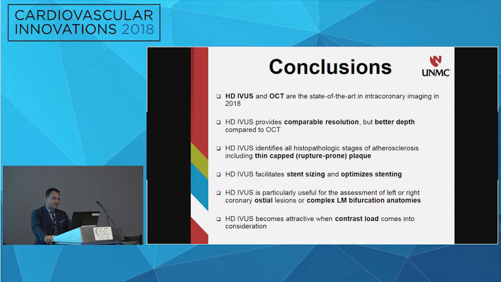The HD IVUS is particularly useful for the assessment, as we said, of ostial coronary stenosis when OCT cannot perform well due to inherent limitations, or when it comes to complex left main calcified bifurcation anatomies, as I showed you earlier with this cool example. And then finally, the high definition IVUS becomes an attractive alternative when contrast load comes into consideration.